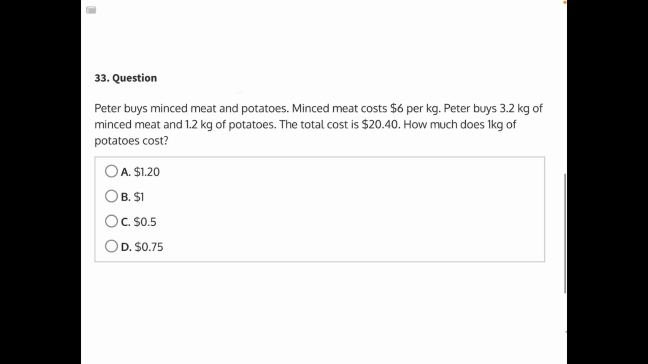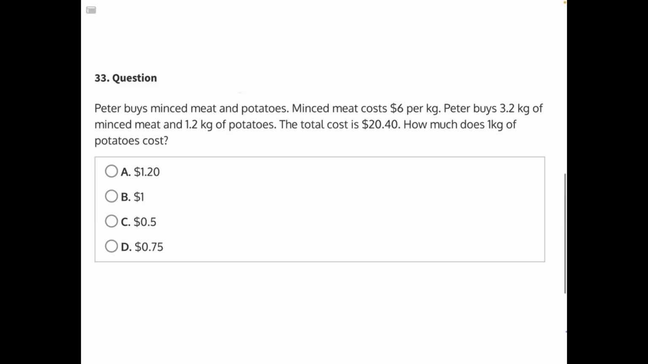Peter buys minced meat and potatoes. Minced meat costs $6 per kilogram. Peter buys 3.2 kilograms of minced meat and 1.2 kilograms of potatoes. The total cost is $20.40. How much does 1 kilogram of potatoes cost?